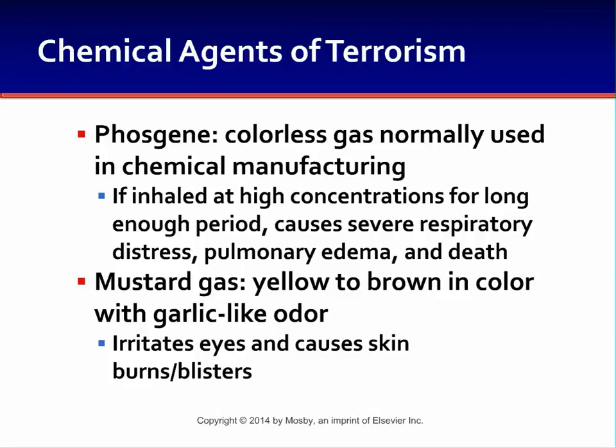Phosgene is a colorless gas normally used in chemical manufacturing. If inhaled at high concentrations for long enough periods, it causes severe respiratory distress, pulmonary edema, and death. Mustard gas is yellow to brown in color with a garlic-like odor. It irritates the eyes and causes skin burns and blisters.